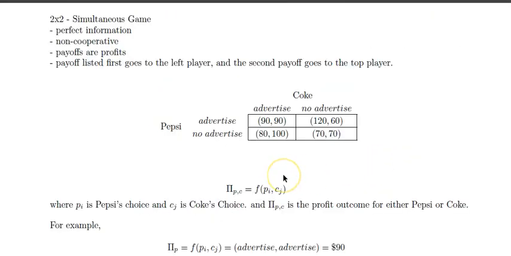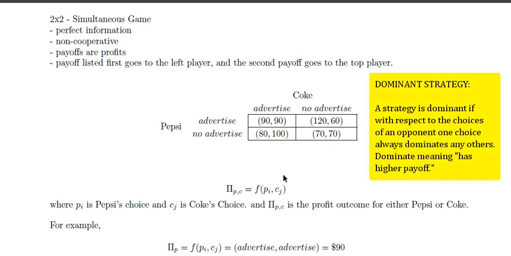Okay, now let's ask ourselves, if we were Coke, what do we want to do if Pepsi chooses to advertise? Well, if Pepsi chooses to advertise, that puts us in one of these two quadrants. Coke chooses to advertise and makes 90, or not advertise and makes 60. Again, Coke wants to choose advertise.